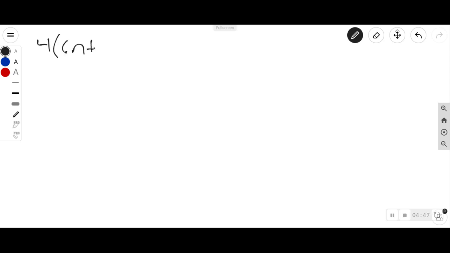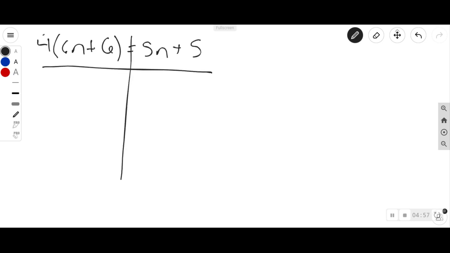Let's see, 4(6n + 6) = 5n + 5. So we do have a distributive on here, so I'm going to do that first, always. 24n + 24 = 5n + 5.